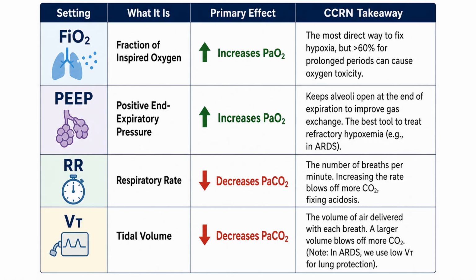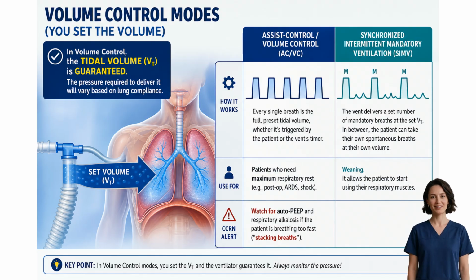Now let's talk about modes, starting with volume control. In these modes, you guarantee the patient gets a set tidal volume with every single breath. The trade-off is that the pressure needed to deliver that volume will change based on how stiff or compliant the lungs are. The most common mode is assist control, or AC. In this mode, every breath is the full, preset tidal volume. It doesn't matter if the patient triggers the breath or the machine does. This provides maximum rest, so we use it for critically ill patients in shock or ARDS. The main thing to watch for here is breath stacking, which can lead to respiratory alkalosis.